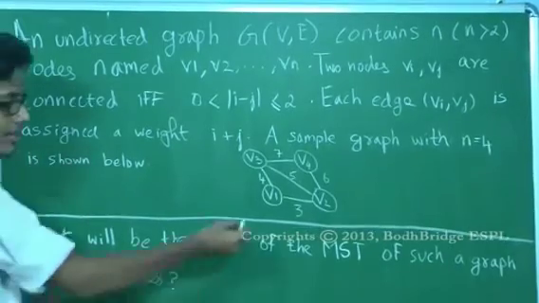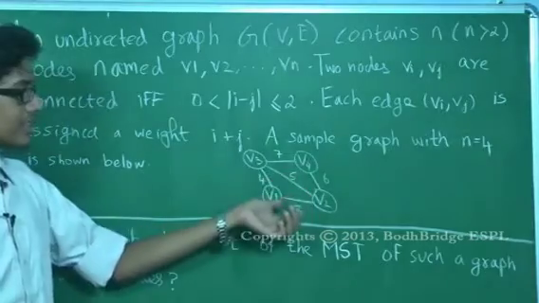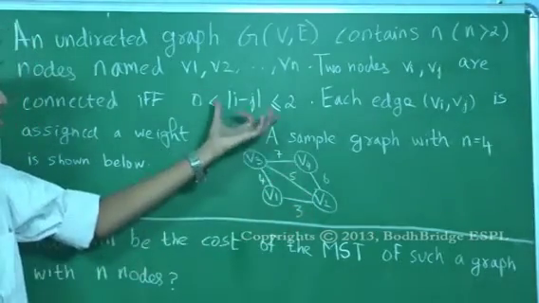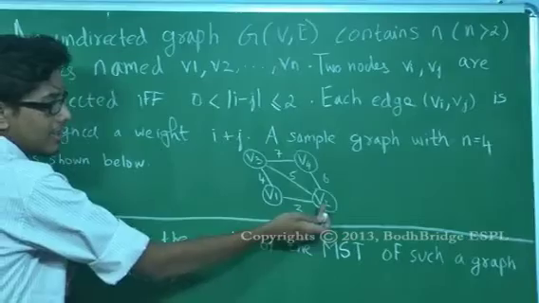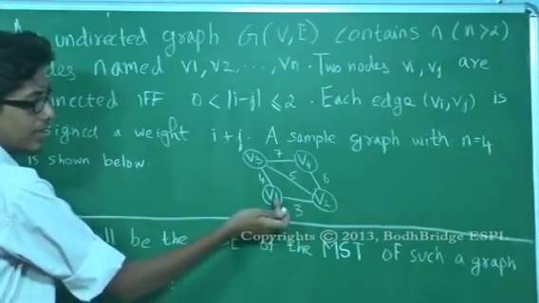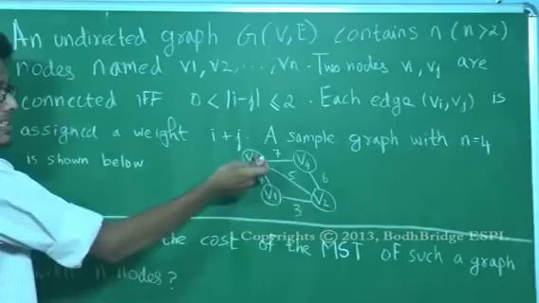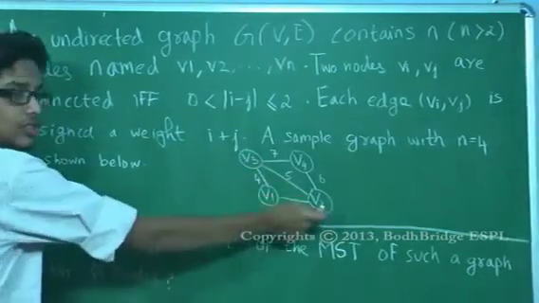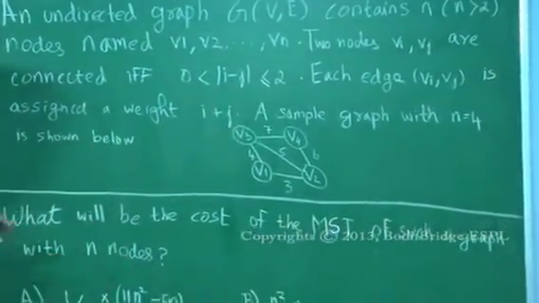Here you see that there is no edge between V1 and V4 because 4 minus 1 is 3. It should be less than or equal to 2 for an edge to be between them. And you can see that the weights are i plus j. For example, the weight of the edge between V1 and V2 is 1 plus 2, V1 and V3 is 1 plus 3, V3 and V2 is 3 plus 2, and so on. So this is the graph for the given problem.